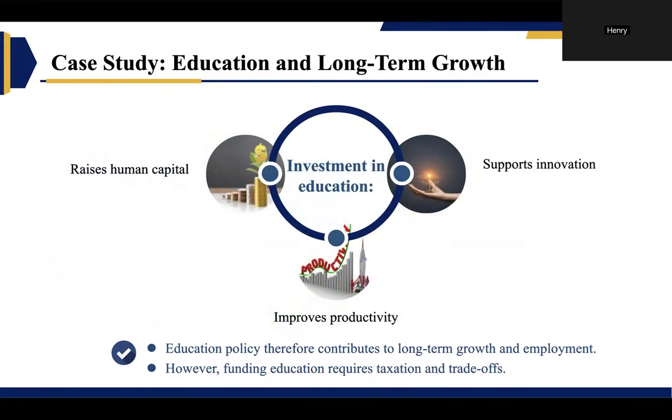Now let's connect this to something we've already discussed, education. Investment in education can improve productivity, increase human capital, and support innovation. This contributes to long-term economic growth and employment. However, funding education requires government spending, which may involve higher taxes or trade-offs in other areas. So even beneficial policies come with costs and trade-offs. This again shows how interconnected macroeconomic objectives are.